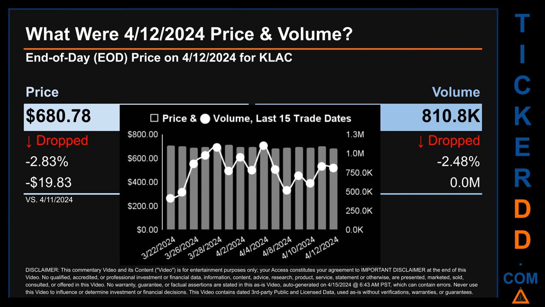The graph shows price and volume for the last 15 trade dates. Across a range of $38.13, the max and minimum end-of-day price were respectively $710.88 and $672.75. Volume saw a range of 690.4 thousand, from a day low of 412.7 thousand to a day high of 1.1 million.